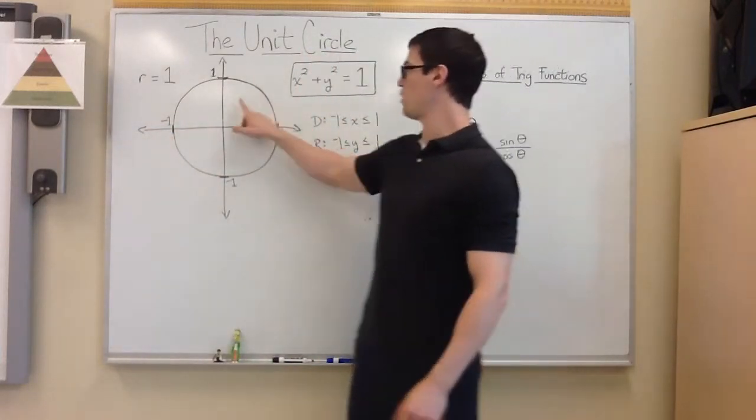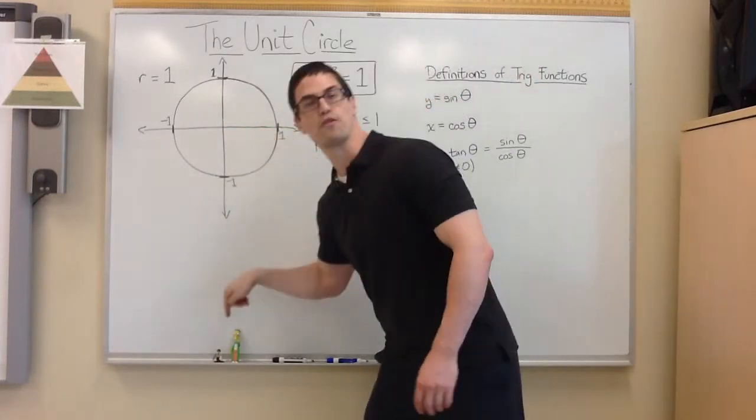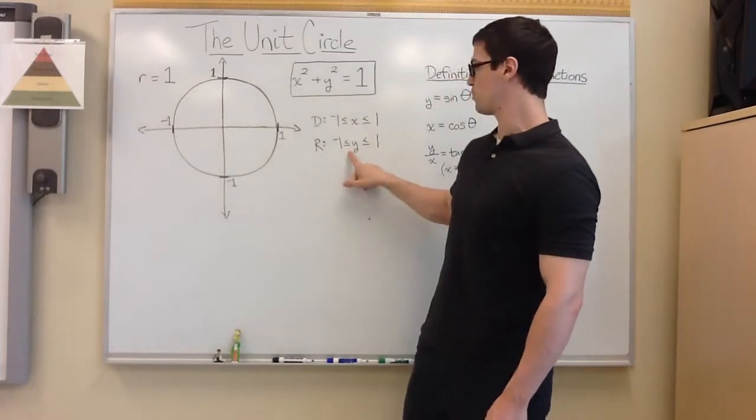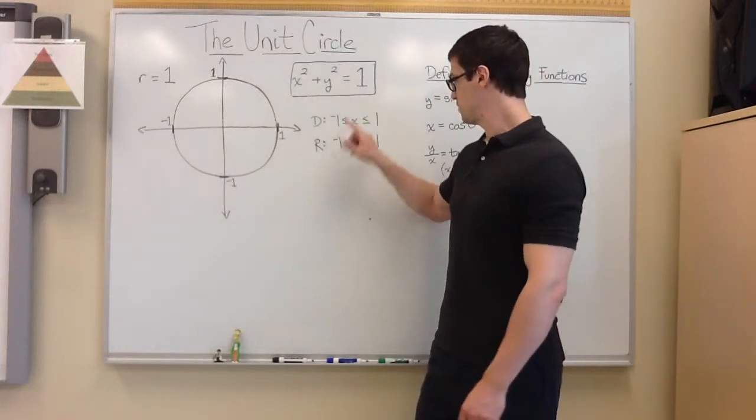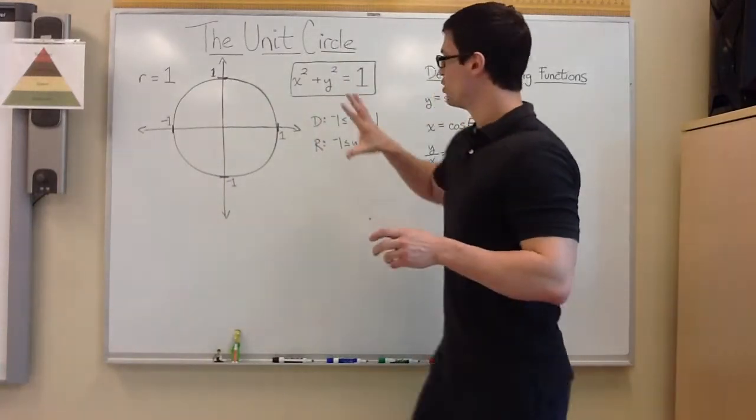The range, it can't go higher than 1, so y has to be less than or equal to 1. And it can't go lower than -1, so y is greater than or equal to -1. So these are the domain and range. Hopefully you understood that in the last activity. Okay, so that's our unit circle.